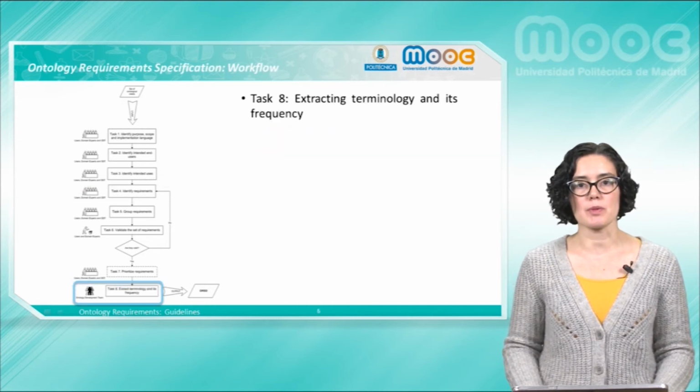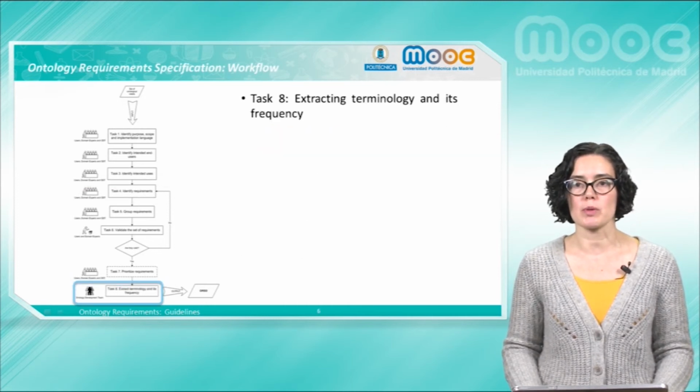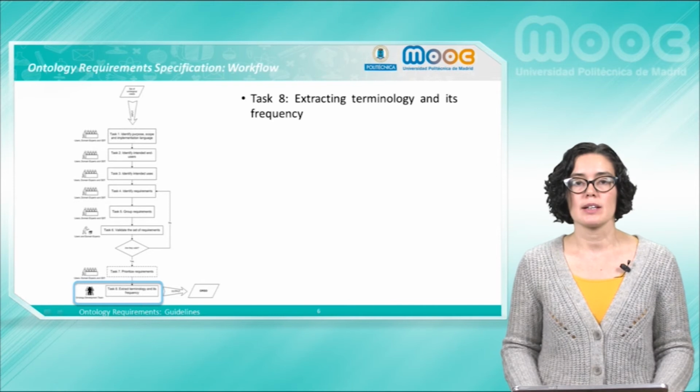The final task proposed in the workflow for the Ontology Requirement Specification activity refers to extracting the terminology used in the competency questions and their responses, as well as the frequency of such terms. The aim is to obtain a pre-glossary of terms to be used during the ontology conceptualization.